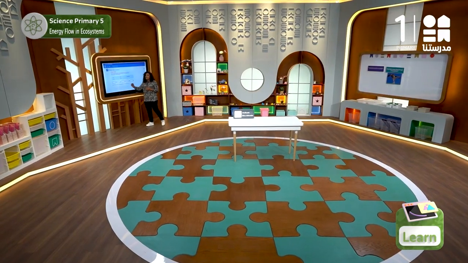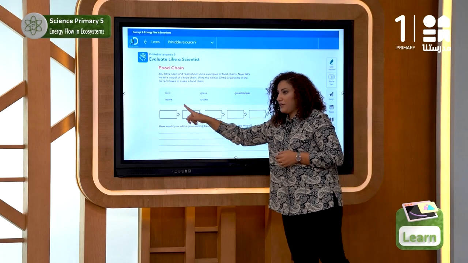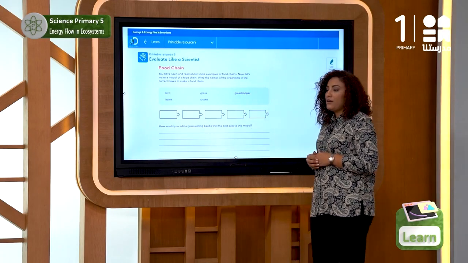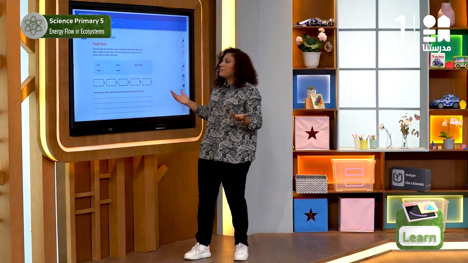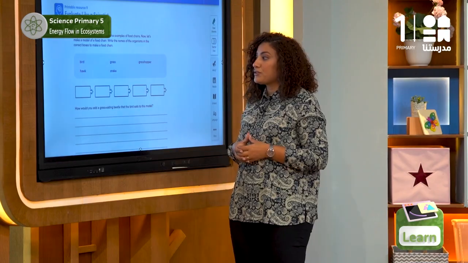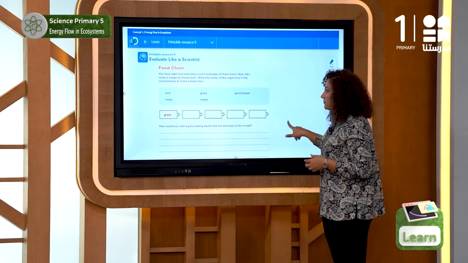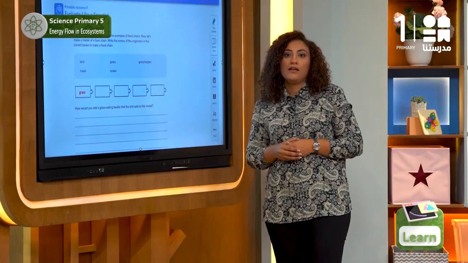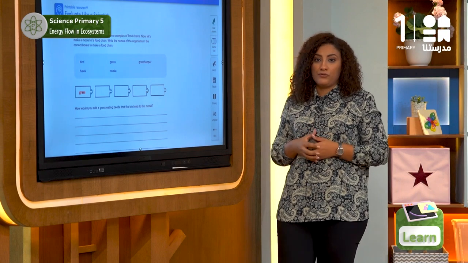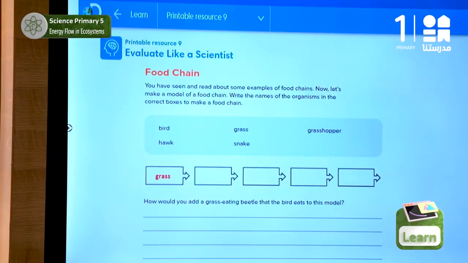Think, which organism should be at the beginning of the food chain? Of course, it should be a producer. And what does it mean, the producer? It is the grass, that it can make its own food. That's why we put the grass first in the food chain.